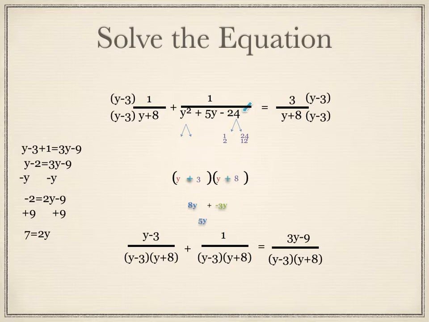We get 7 is equal to 2y. We want to get y by itself, so we've got to get rid of the 2. Divide both sides by 2. And we get y is equal to 7 halves. And that would be our answer.